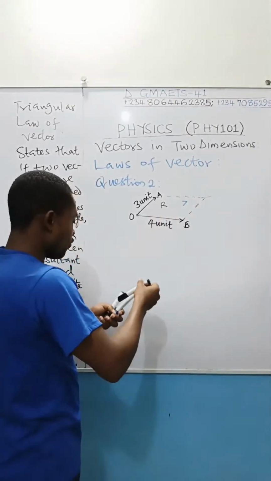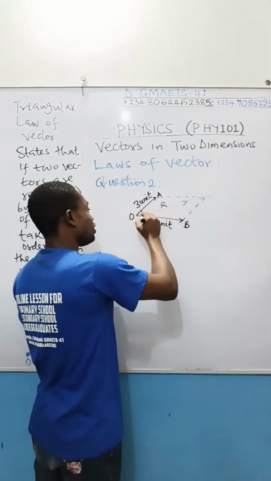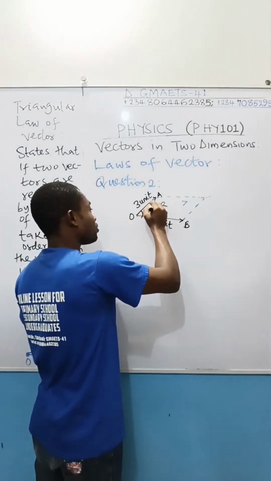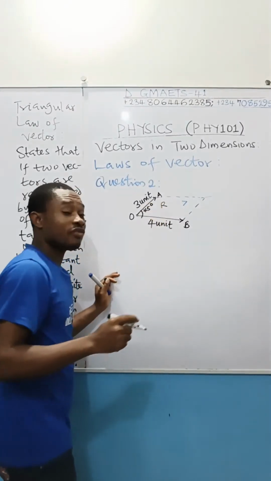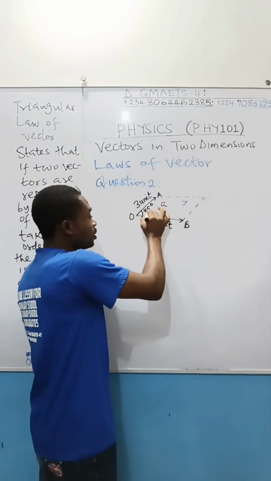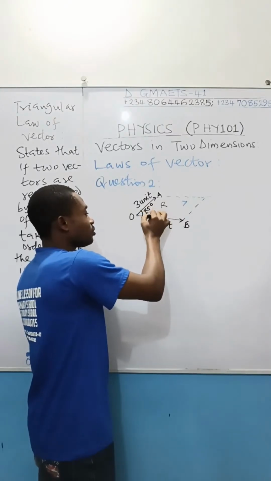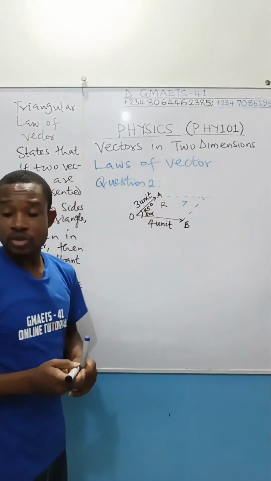So the two vectors met at an angle of 45 degrees. So this is 45 degrees. Now you are asked to find the direction of the resultant. The direction of the resultant is this angle here. Let me call this angle alpha. That's the direction of the resultant.